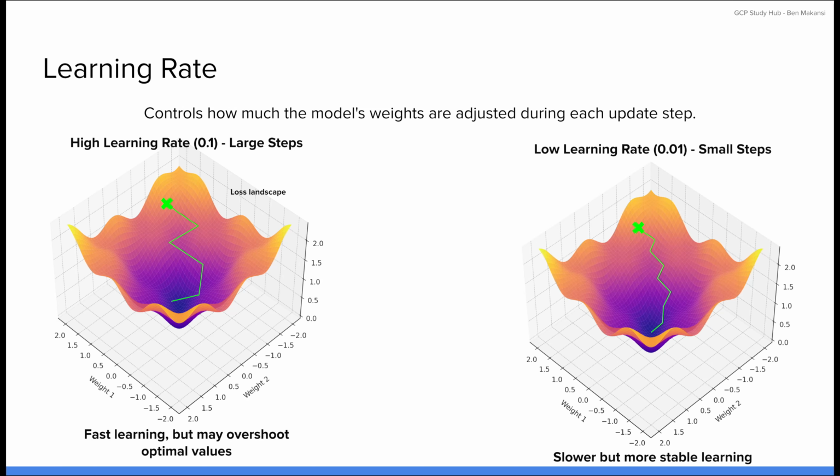On the right, we see a low learning rate of 0.01, which results in smaller and more controlled steps, so the model adjusts its weights more gradually, allowing it to follow the loss surface more precisely. This makes training more stable and less likely to overshoot good solutions, but it also means that it may take longer to converge. So this represents a key trade-off in training. Too high and the model may converge quickly, but erratically. Too low and training becomes stable, but potentially very slow.